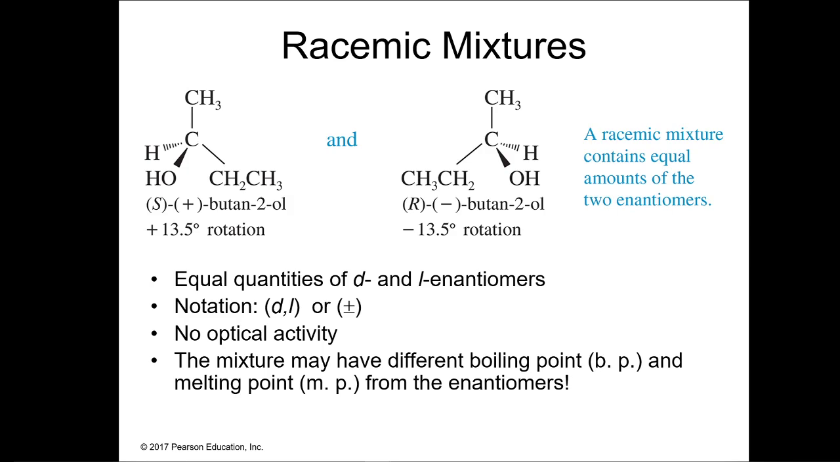So the enantiomers will have no rotation, right? Because you got plus 13.5 from the one and minus 13.5 from another, so that's going to equal 0. So if you have a racemic mixture, you will get a 50-50 form, an optically inactive mixture.